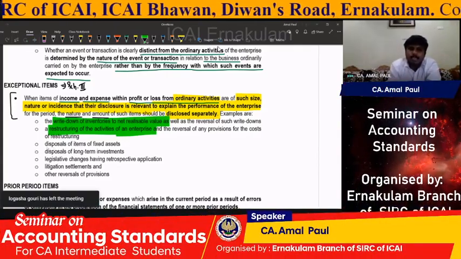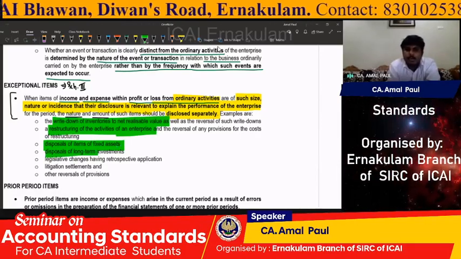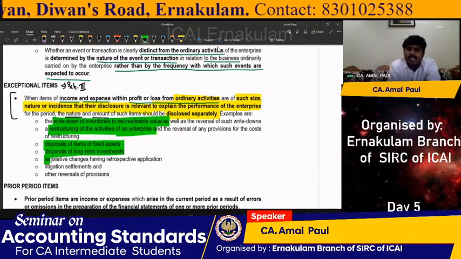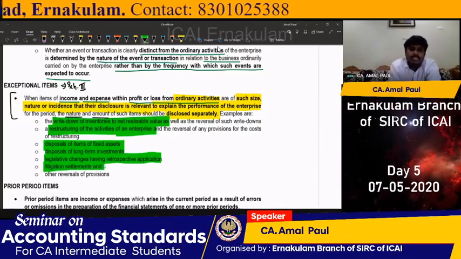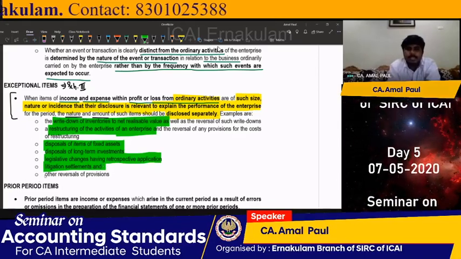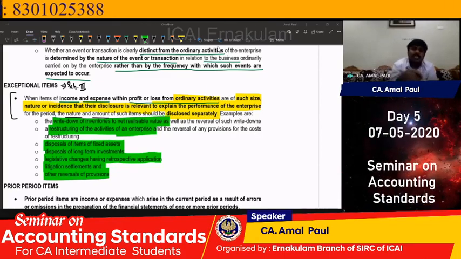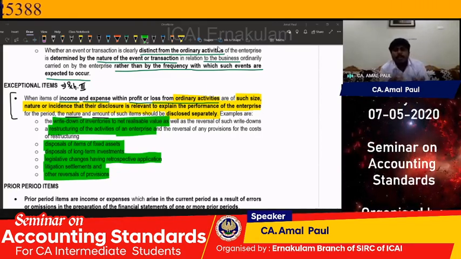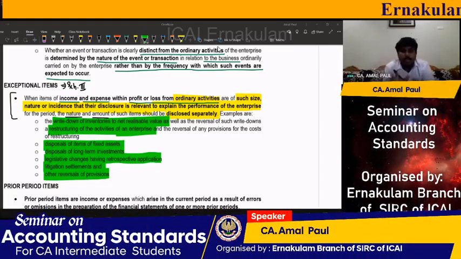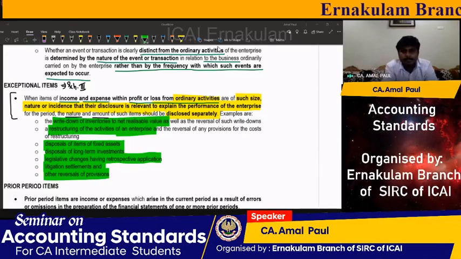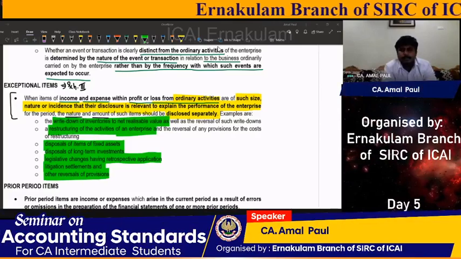Next, disposal of items of fixed assets, disposal of long-term investments, legislative changes having retrospective application, litigation settlements, then reversal of provisions we had created earlier that are no longer required. All these will be considered as exceptional items. So are you clear with this exceptional item also?